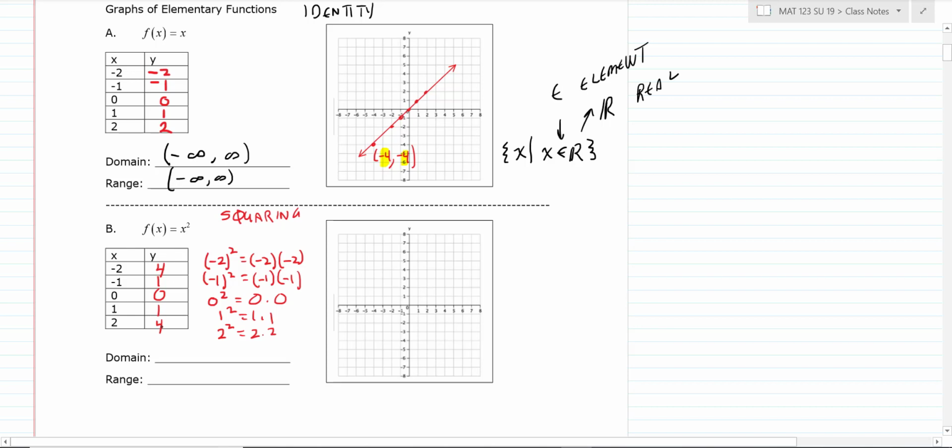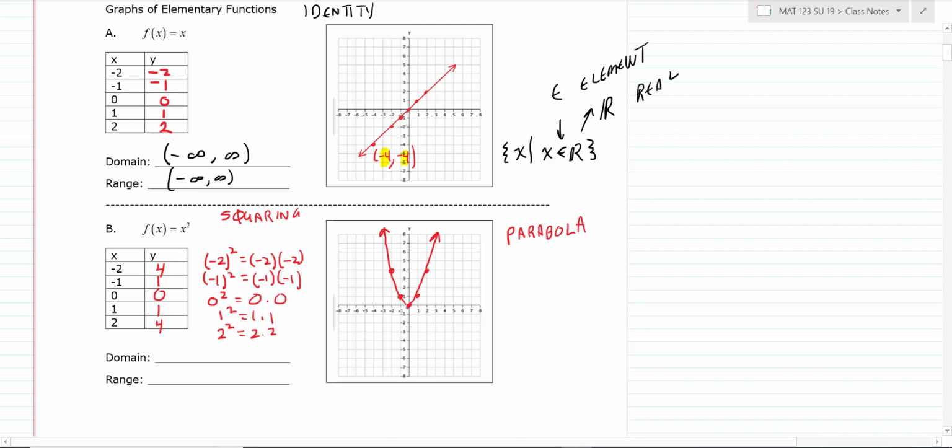Okay, so we're going to do the same thing. We're just going to plot points. So this first point is left 2, up 4. Second point is left 1, up 1. 0, 0, 1, 1, 2, 4, so get your points plotted, and then that will be how the graph of the squaring function looks. We call that a parabola. We've certainly talked about that before.